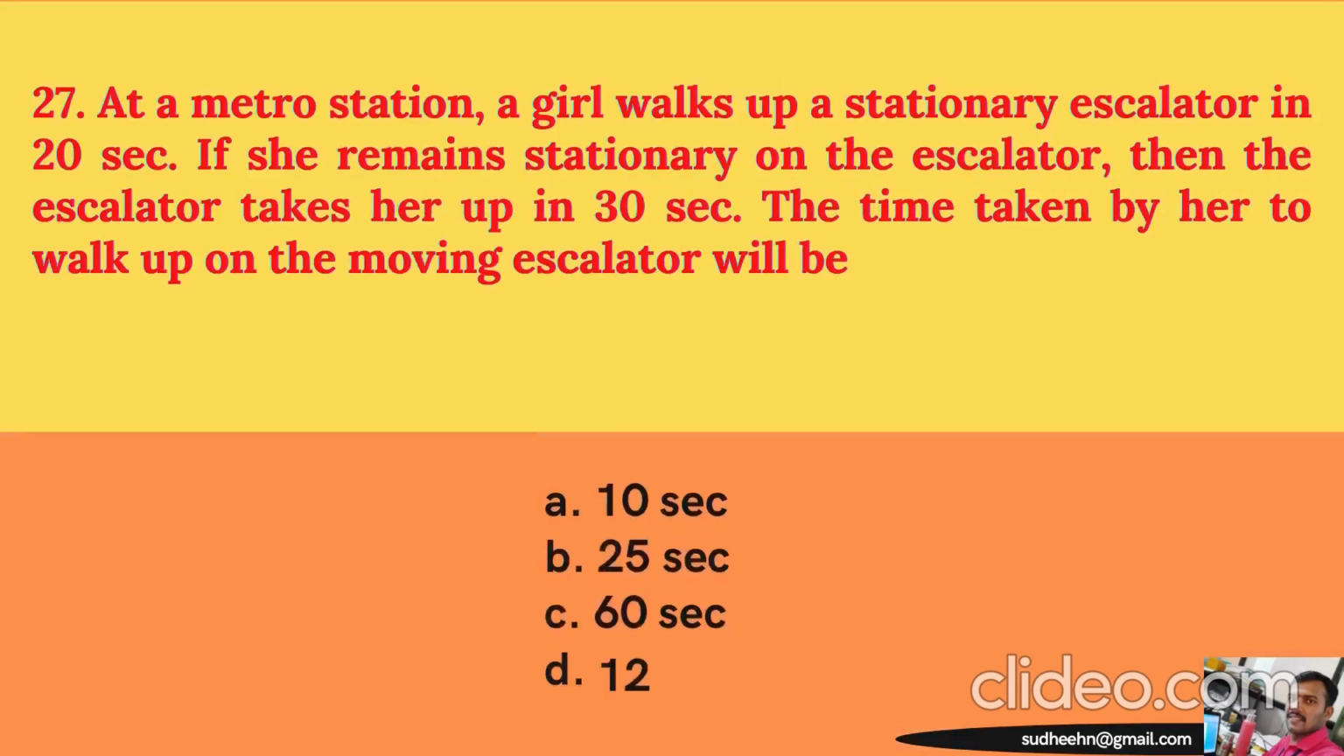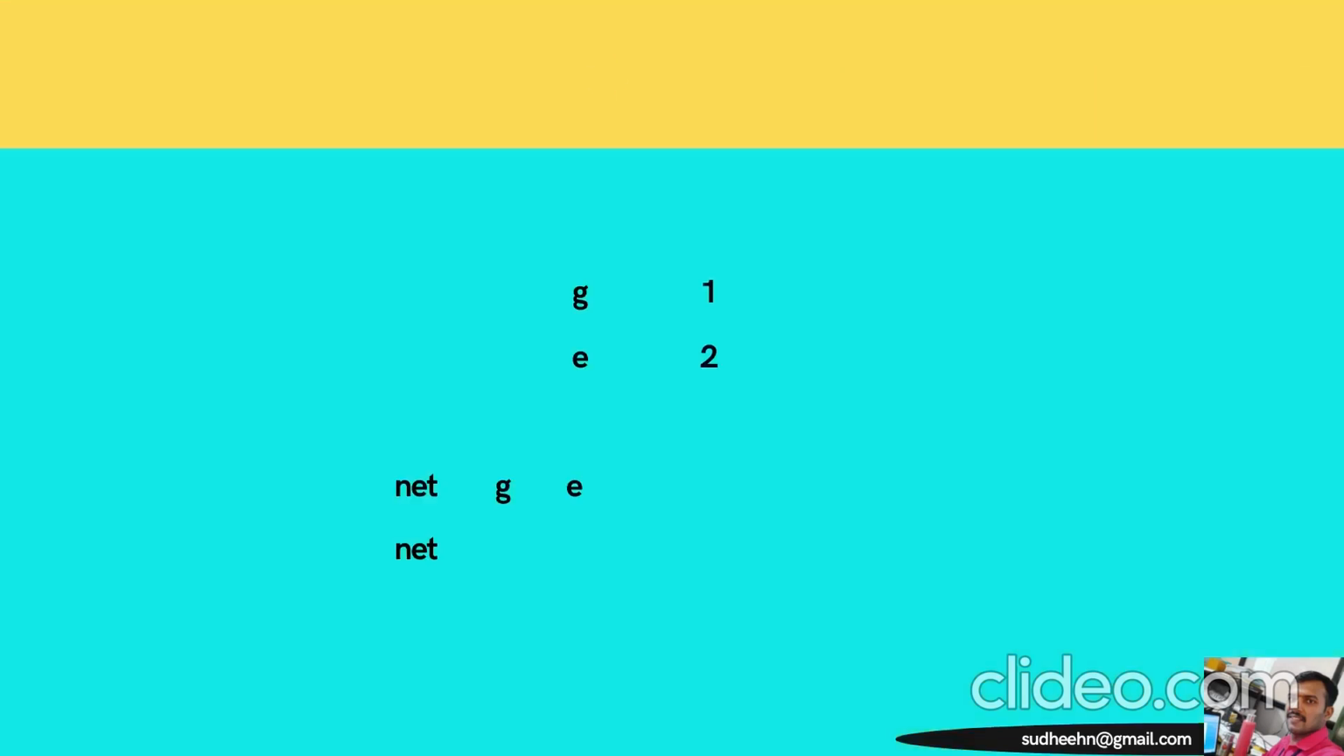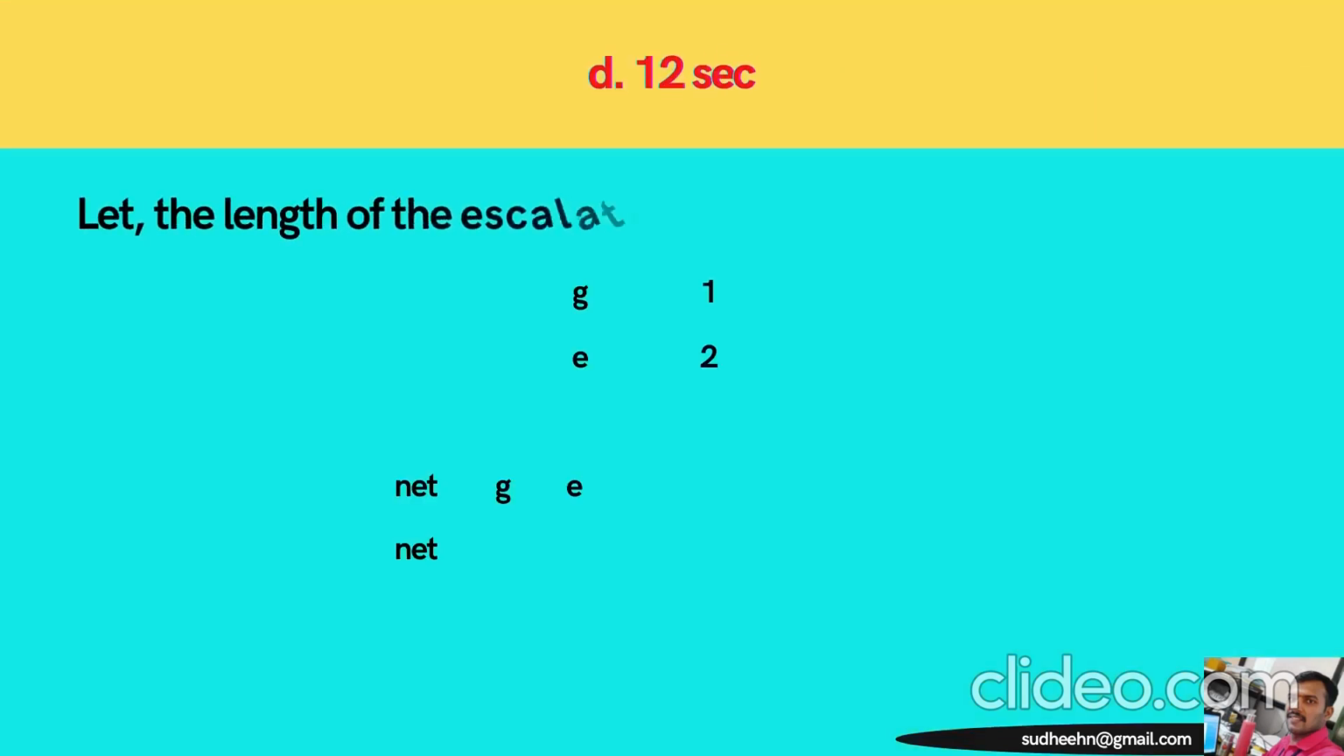Question number 27. At a metro station, a girl walks up a stationary escalator in 20 seconds. If she remains stationary on the escalator, then the escalator takes her up in 30 seconds. The time taken by her to walk up on the moving escalator will be: 10 seconds, 25 seconds, 60 seconds, and 12 seconds. And the right answer is option D, that is 12 seconds.